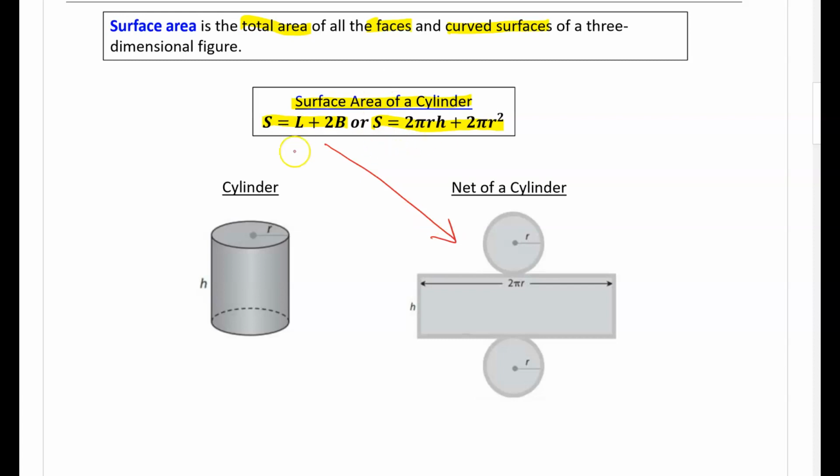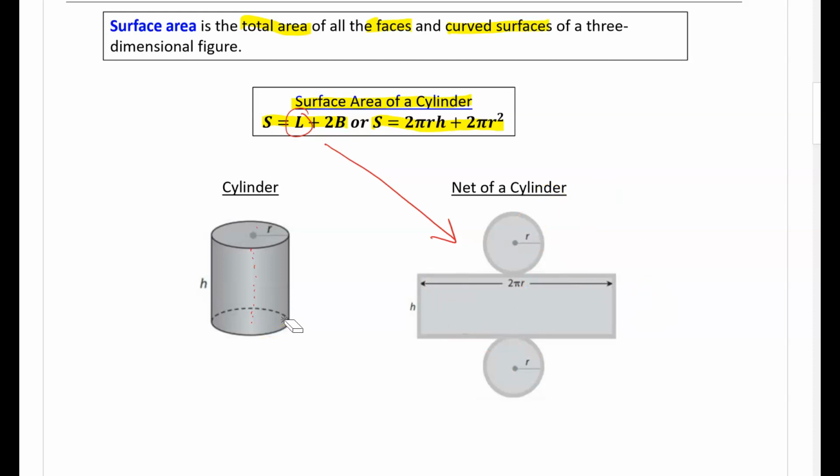But this is lateral area. So the lateral area is basically the rectangle that you see here, and then the two bases, those would be the two circles. So if you think about the cylinder, if I were to open up the cylinder, like let's say I cut it through here and I unravel it, I'm gonna get the net. So in the net, I end up getting a rectangular shape with the two circles, the two bases.